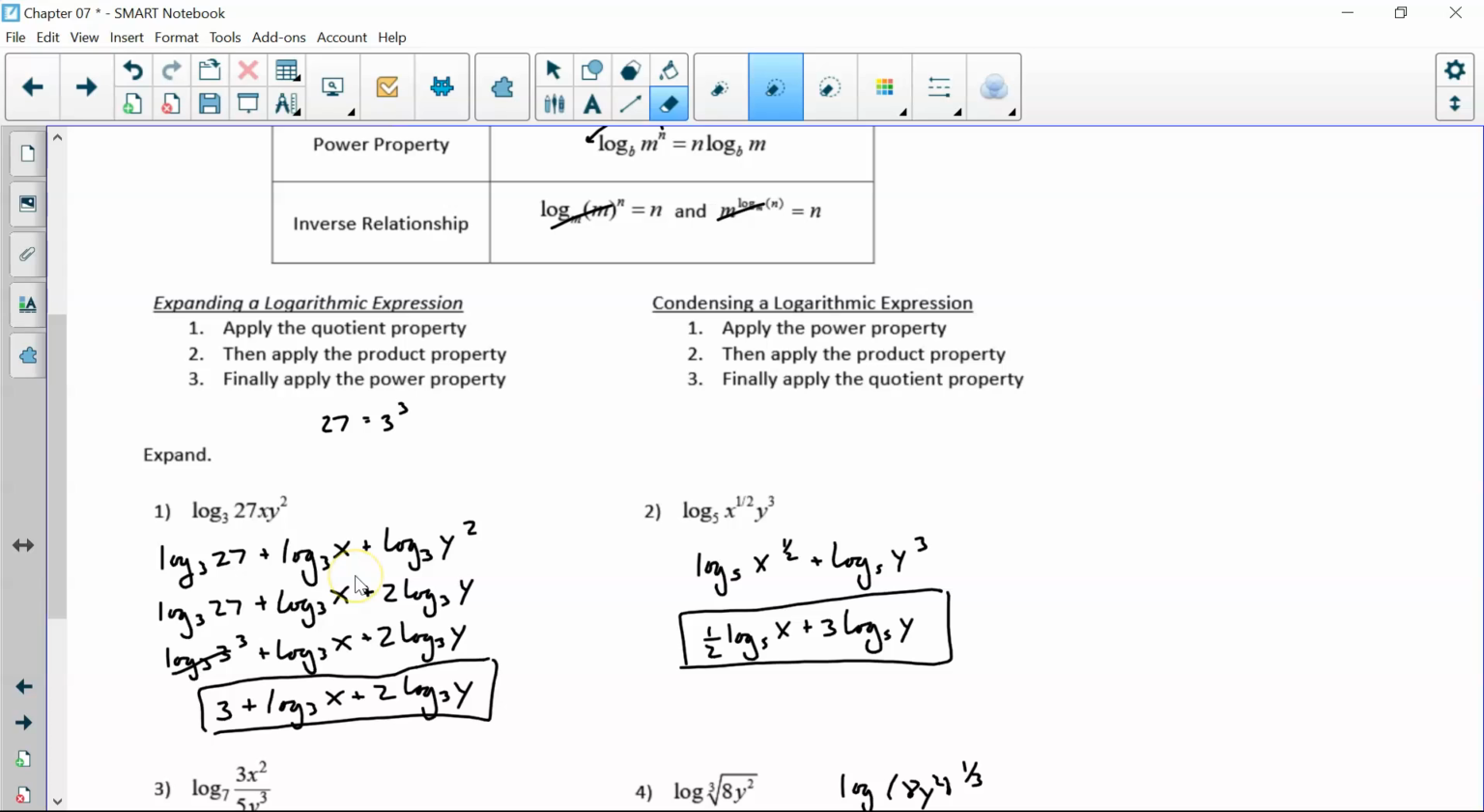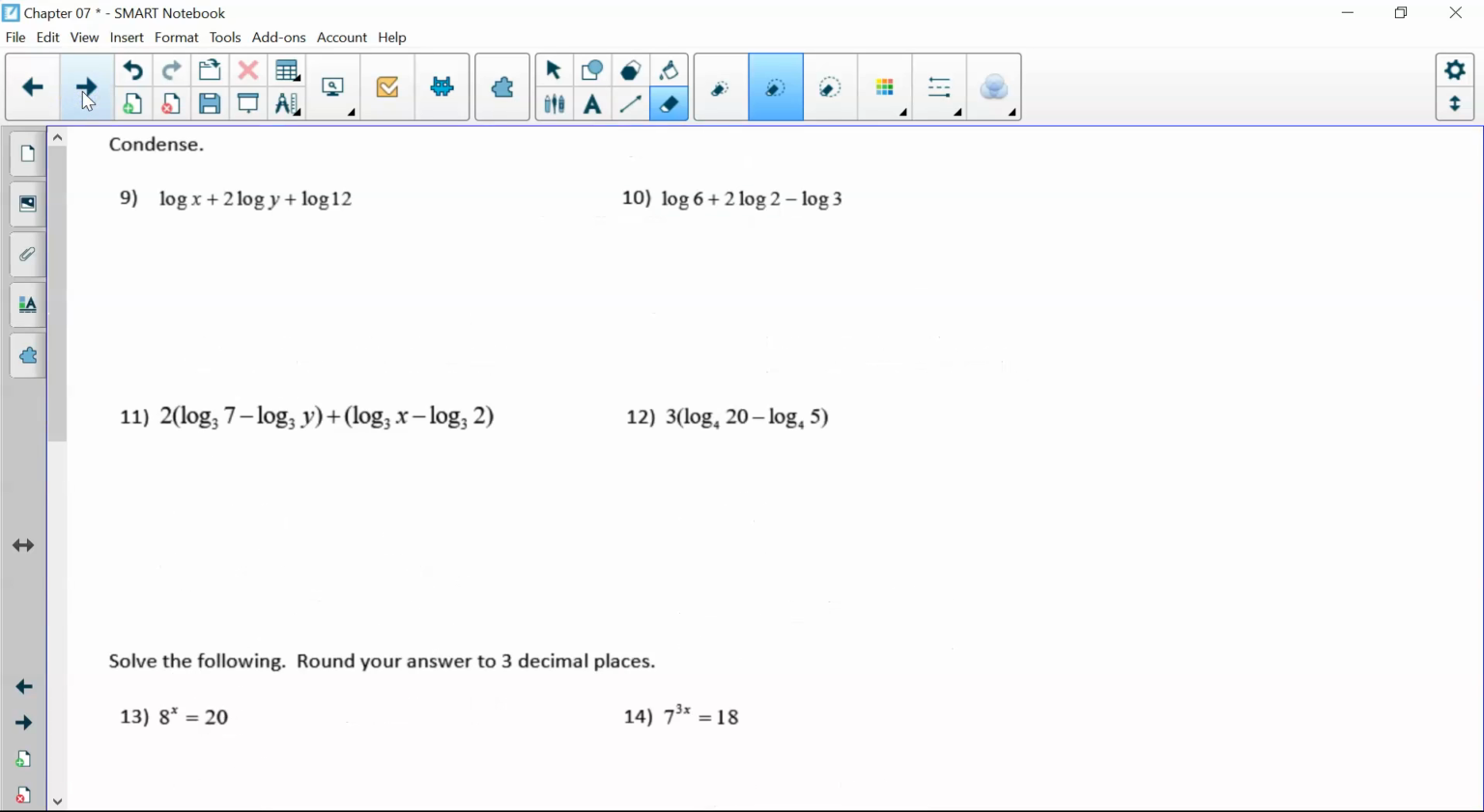Now, on the next page, we're going to be condensing, and we just go the opposite way. We go power first, so any coefficient becomes an exponent, product, and quotient. So looking at this, I have my coefficient, so it becomes an exponent. So it's the log of x plus the log of y squared plus the log of 12.